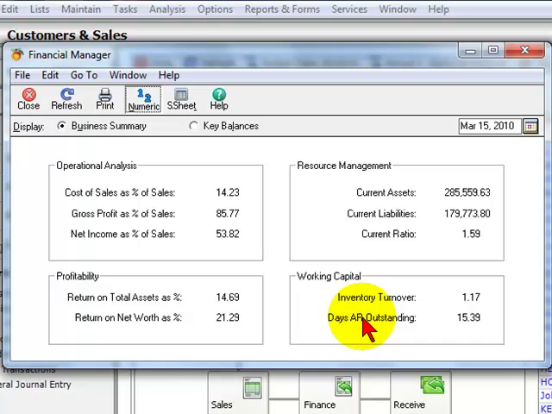Now the next line item is days AR outstanding, and for this company we have 15.39 days, which is reasonable. I've been dealing with AR for over 16 years, and you have some clients that pay you rather quickly, and you have some clients that'll pay you in 60 days. They're very consistent in their lack of paying on time. So again, of course, it's best to have a lower number. You want that money fast, you could use it. So the lower the better.